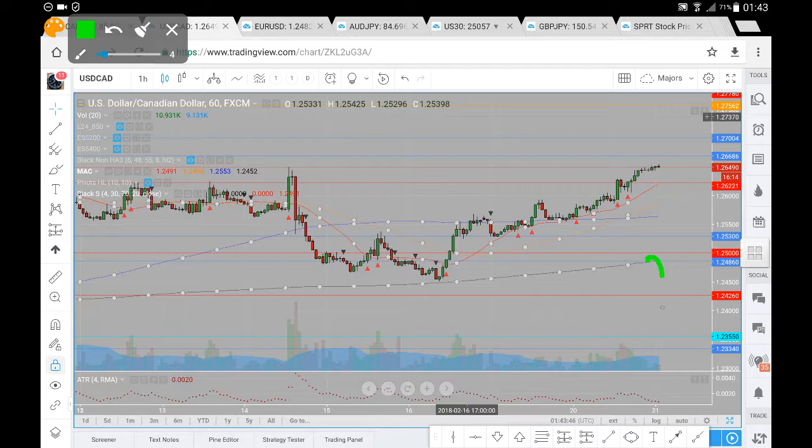124.86, but if we did move below the 124.86, 124.50, an area where we did find support previously, could be an area where we could head down to before finding further buy side momentum re-entering the market on the US dollar CAD. And with that said, that pretty much wraps up USDCAD analysis here on the hourly chart.